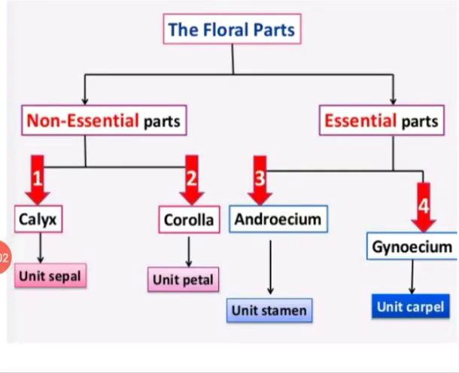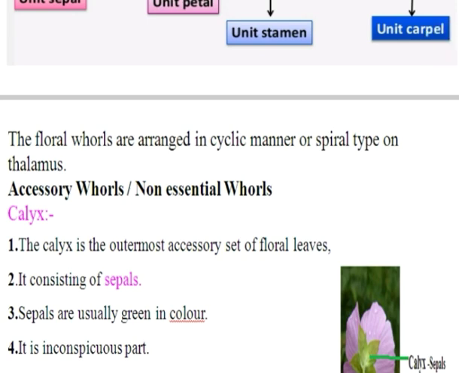In the flower, there are non-essential roles and the essential roles. Now we start with the non-essential roles, or the non-essential parts, or the accessory roles. It is made up of calyx and corolla. Calyx is made up of sepals. Corolla is made up of petals. These floral whorls are arranged in a cyclic manner or a spiral type on the thalamus.